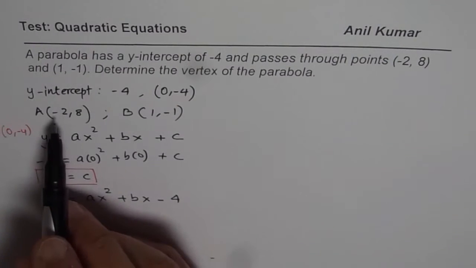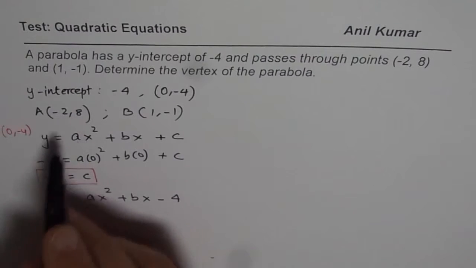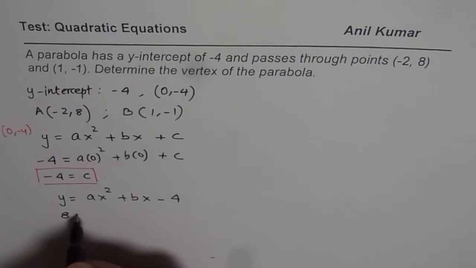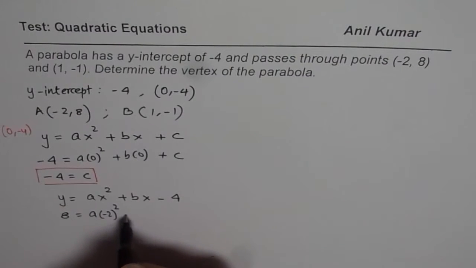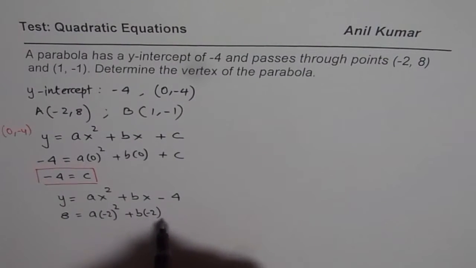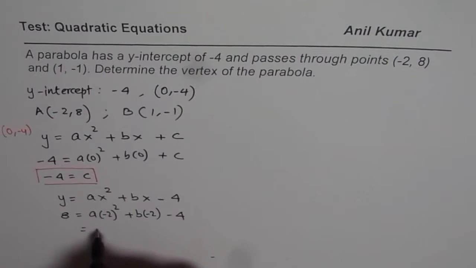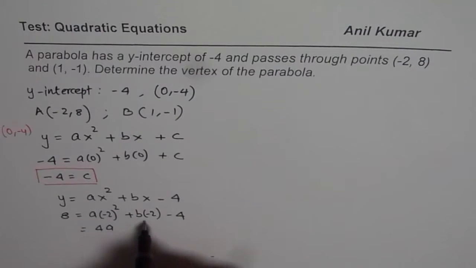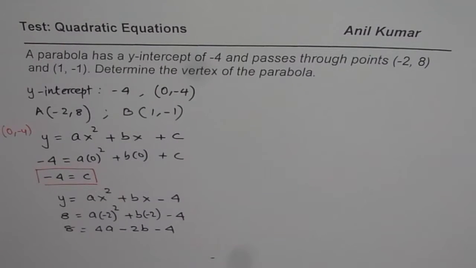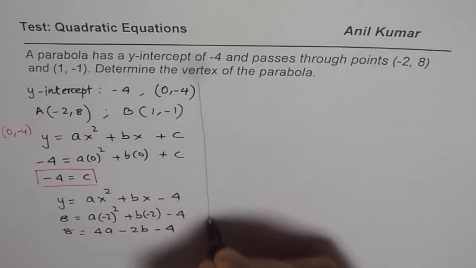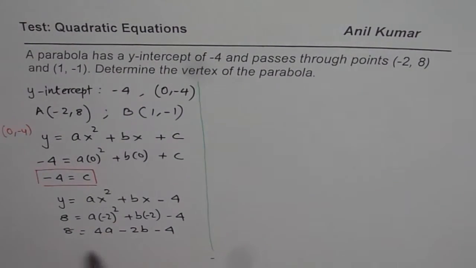So let us substitute now the second point, which is (-2, 8). 8 is the y value, so we'll write 8, and -2 for x. So a times (-2) squared plus b times -2 minus 4. So that gives you 4a, and here we get -2b minus 4 equals 8. Okay, let's take it to the right side. Rearrange the equation and find an equation in terms of a and b.